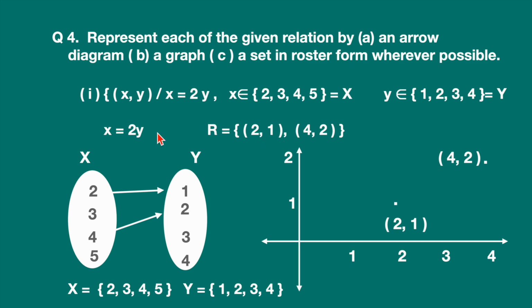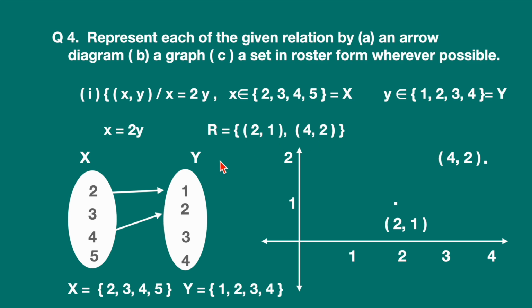Okay. Now take the value of x as 3. You will get y as 3 upon 2, which we will not consider because there is no 3 upon 2 in the y set. Okay. Next take x as 4. y is equal to 4 upon 2, that is 2. So 2 is there in Y. So write down the next ordered pair (4, 2). So when x is 4, y is 2.